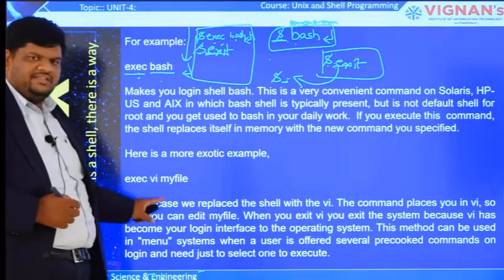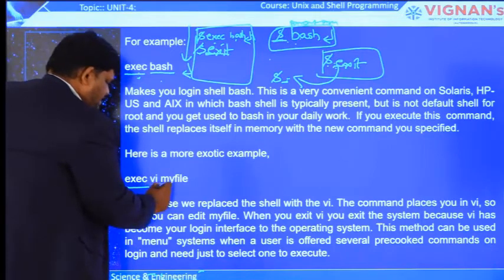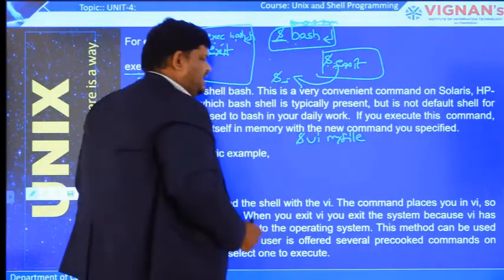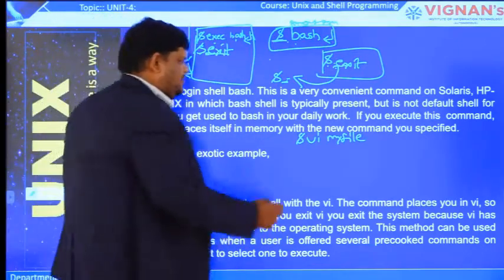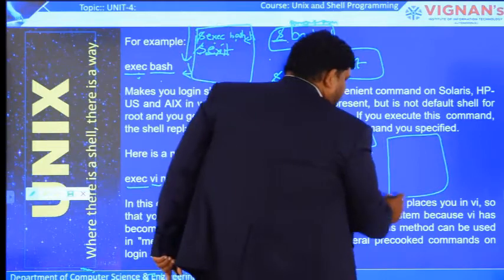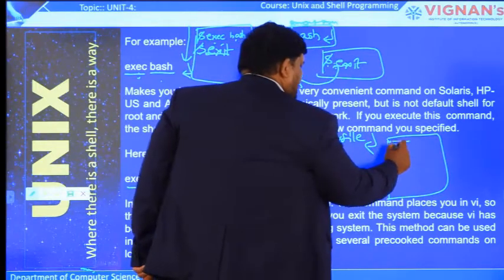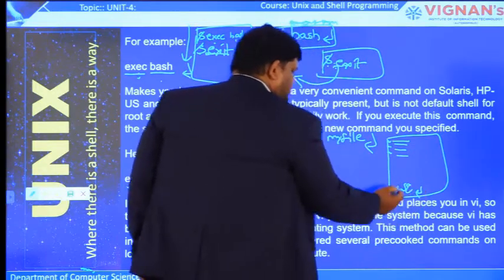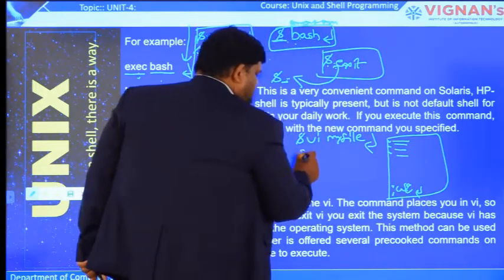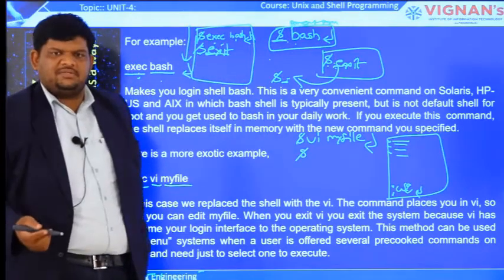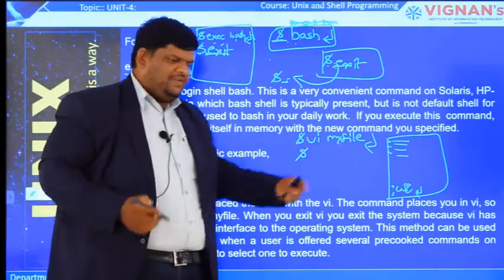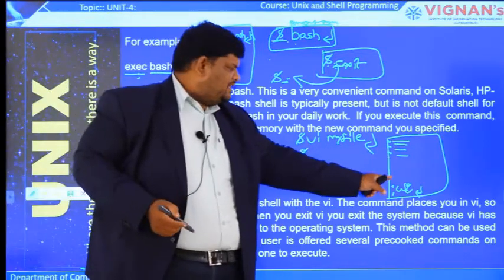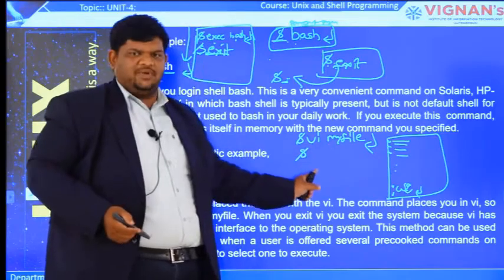Here is another example: exec space vi space myfile. Let us see first what happens without exec. I type vi space myfile, and after that enter. The vi editor will open like this. We can type some text, then save and exit with :wq and enter. It will exit from the vi editor and the cursor will blink like this. This is the normal process. When you type vi space myfile, one new process is created, and when you exit from it, you get back to the old process.